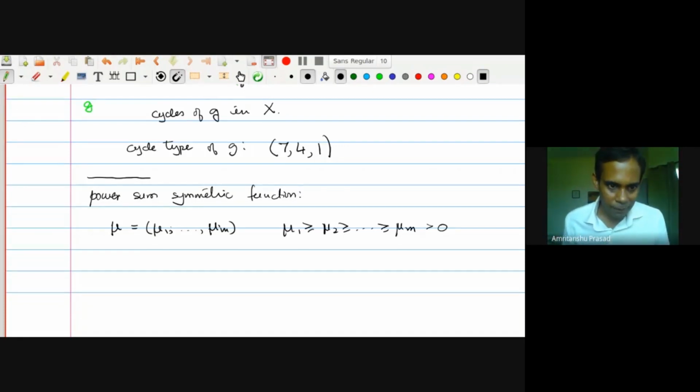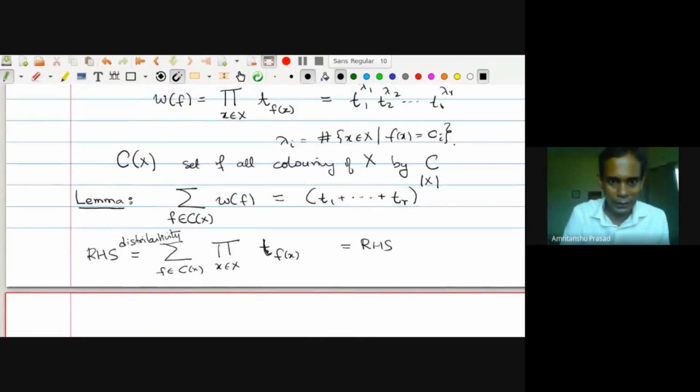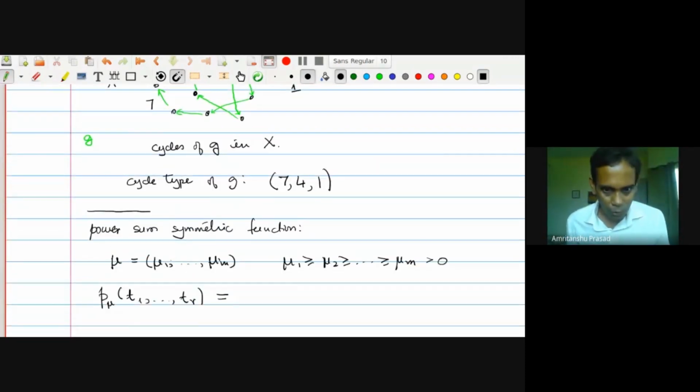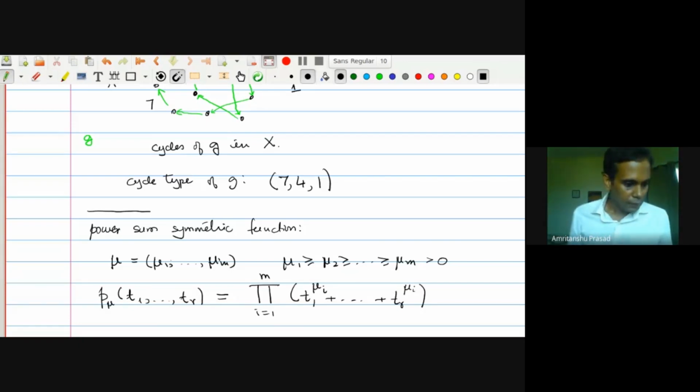So to each integer partition we'll write down a symmetric polynomial p_mu, which is defined in these same variables t1 to tr which we had for our weights. p_mu is defined to be the product, i goes from 1 to m, of (t1 raised to mu_i plus dot dot dot plus tr raised to mu_i). So each factor here is just a sum of the powers of the variables, and it is clearly a symmetric polynomial, in the sense that if you interchange these variables, the polynomial remains unchanged.